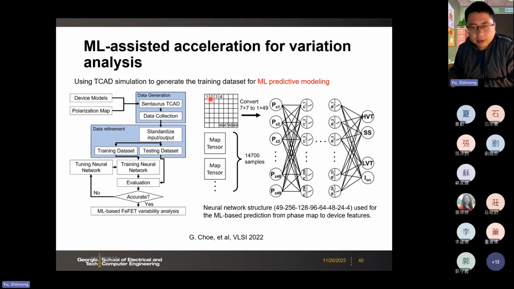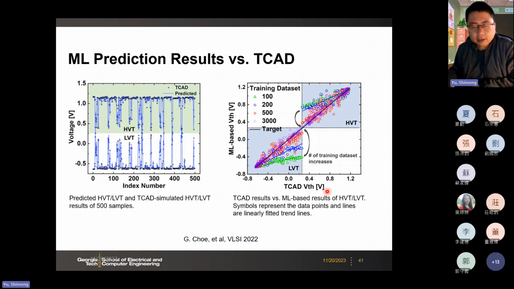So the input, as I said, is a pixel image. Like 7 by 7 pixels, you convert to like 1 by 49, let's say 49 input values, and then the output is those metrics. So we build a neural network model, and then we use the TCAD values as a training data set, then train the model, and then after the model is complete, we can predict. We do not need to rerun the TCAD simulation anymore. So then we can just predict given the input image, which is a space variation map.